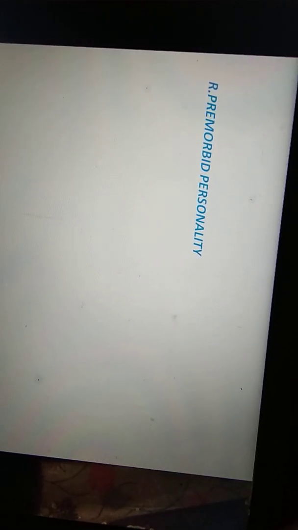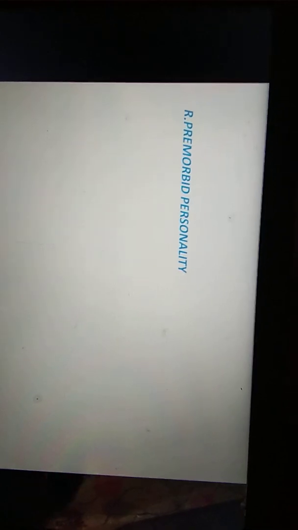Okay, then the next one is premorbid personality. Here in the premorbid personality, we'll look at interpersonal relationships, use of leisure time, predominant mood and attitude towards self and others, attitude to work and responsibilities, religious beliefs and moral attitudes, fantasy life and habits, and coping with stressful events.